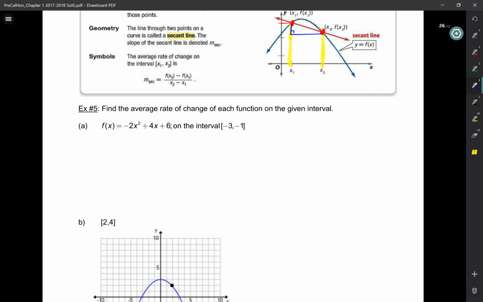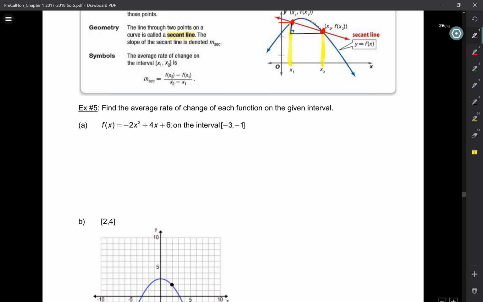So, in practicality, it is a very straightforward application. If you wanted to find the average rate of change for the function here on this interval, what you would be looking for is the slope m of the secant line, and that's f of -1 minus f of -3. Why -3 to -1? Because this is x1, this is x2. Over -1 minus -3.